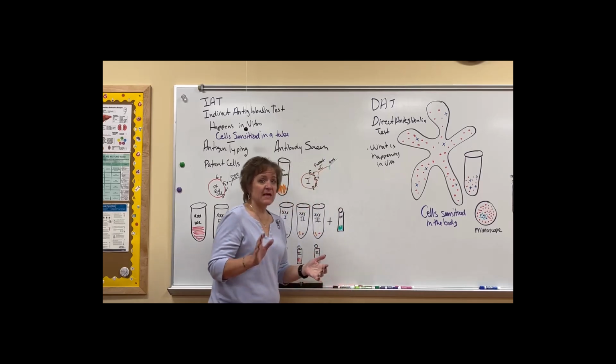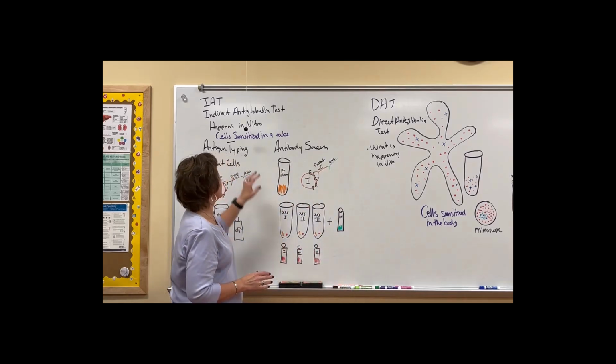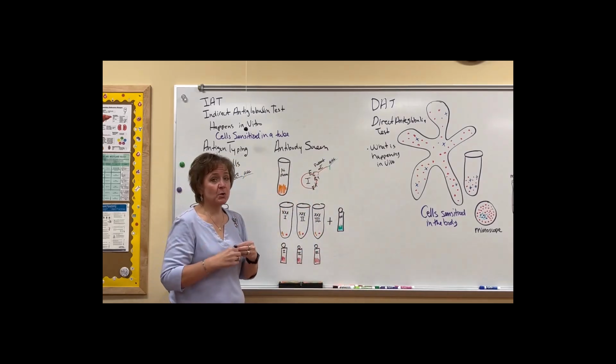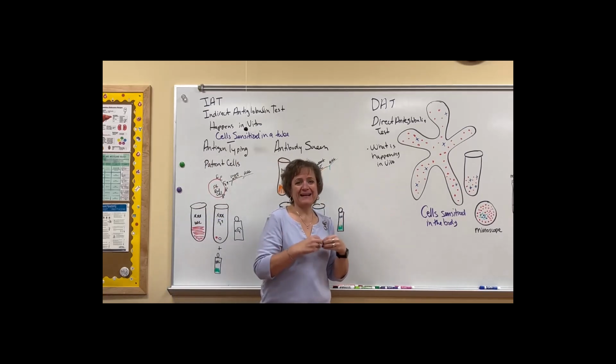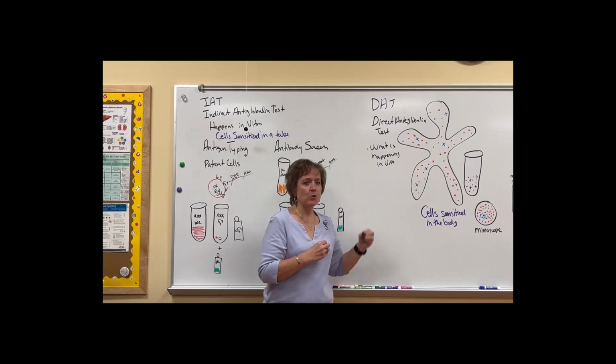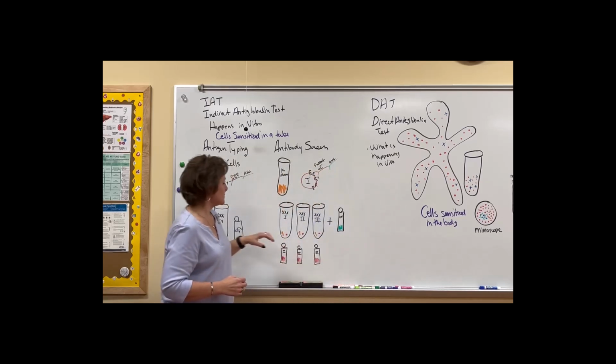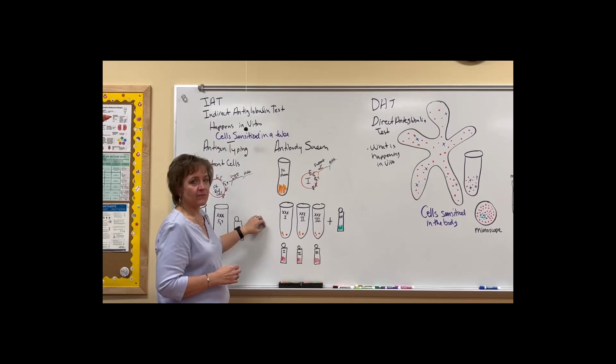So I hope this was able to help you a little bit differentiate between indirect, putting them in a tube and letting them react together, or direct, they already reacted in the body, so we only have to do the AHG step versus over here doing that first incubation before the AHG.